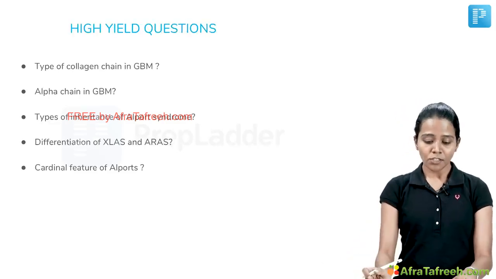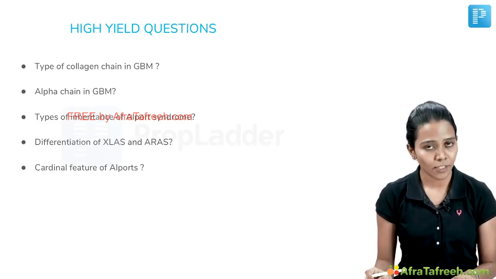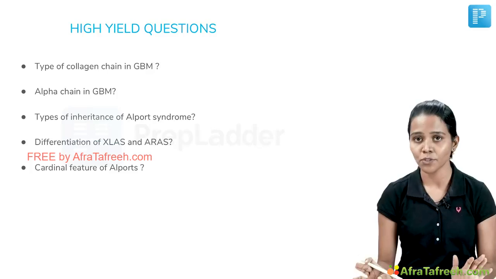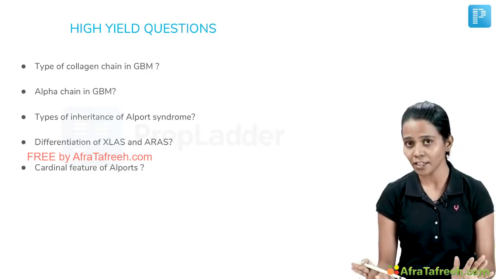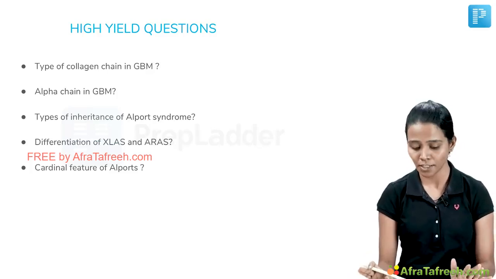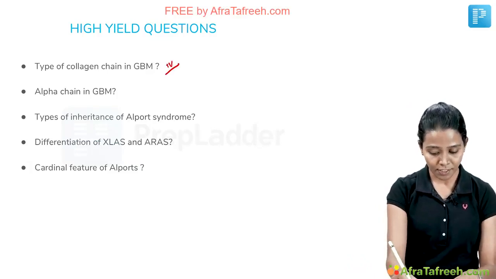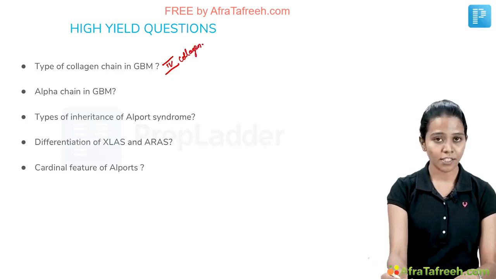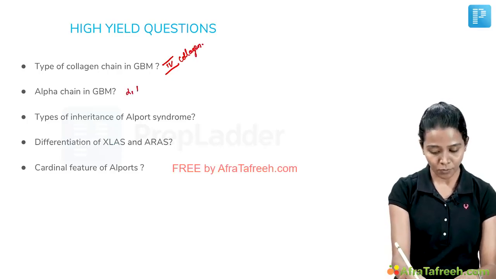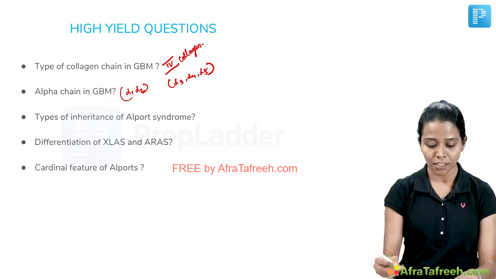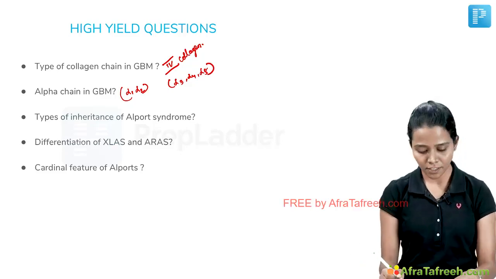Okay. So, coming to the high yield questions, like I told you, this chapter is a gold mine when it comes to MCQs. Definitely 1 or 2 questions will be asked from this chapter. So, the type of collagen chain in GBM, the significant type is type 4 collagen. The alpha chains in the GBM, we learned there are alpha 1, alpha 2, alpha 3, alpha 4, alpha 5. So, these are the chains that are present in the GBM.